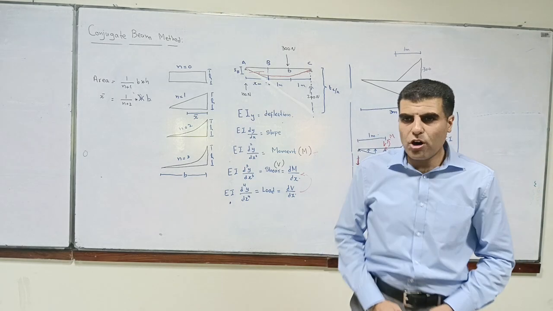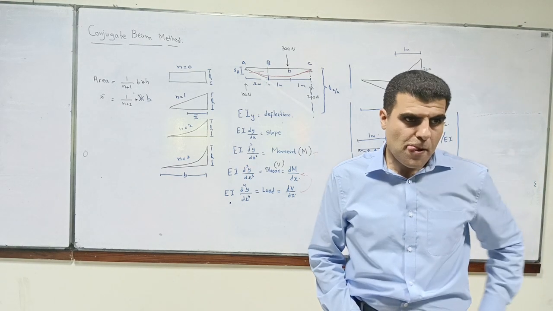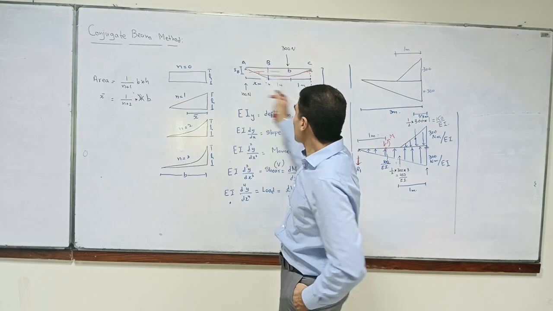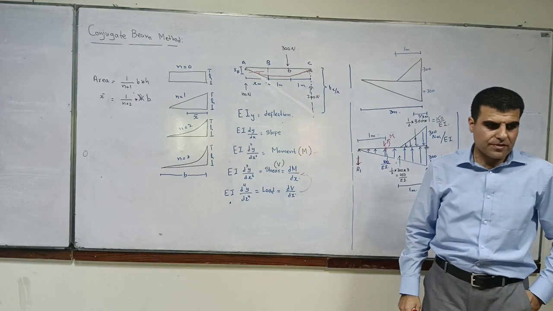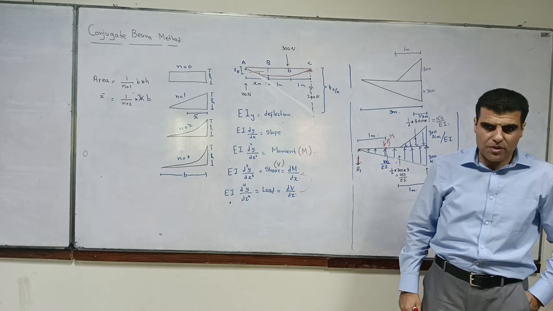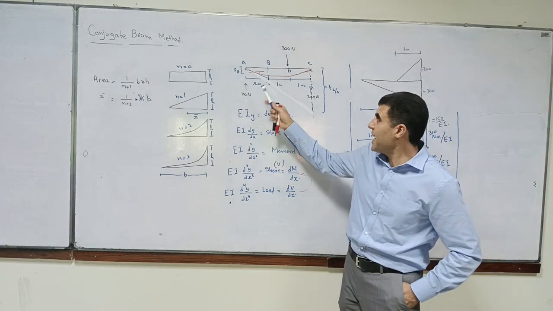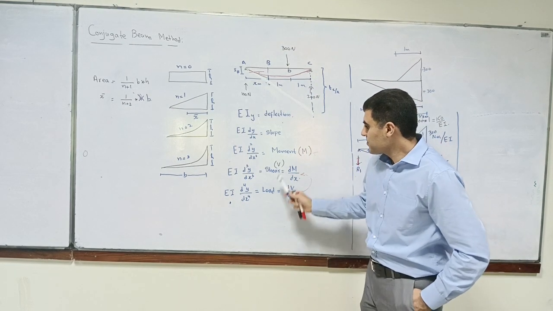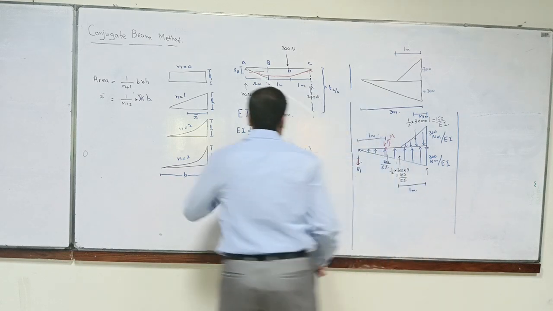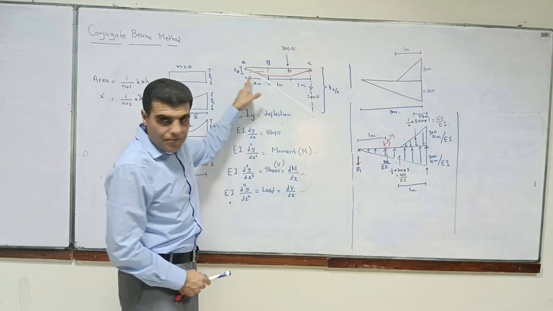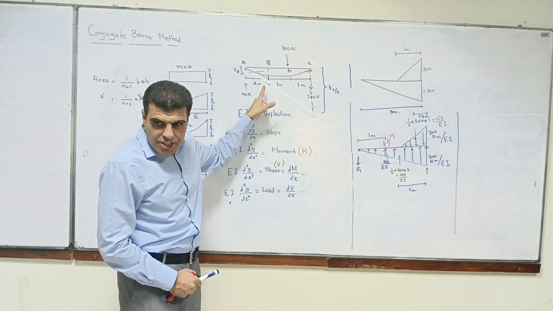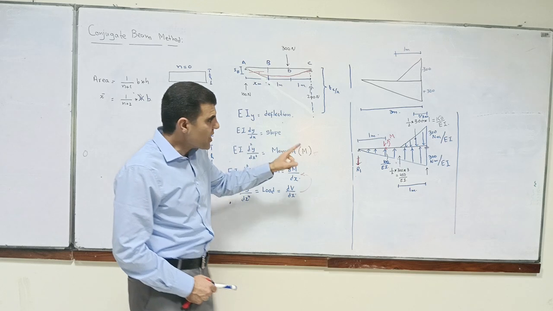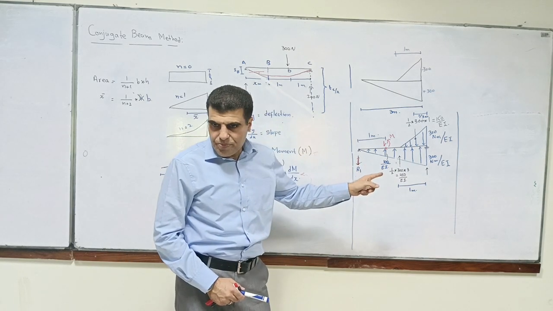What we did was for a simply supported beam. In a simply supported beam, you have got two supports, one is a hinge and one is pinned. Agreed? So in your fictitious beam, you should be able to find out your shear and moments.